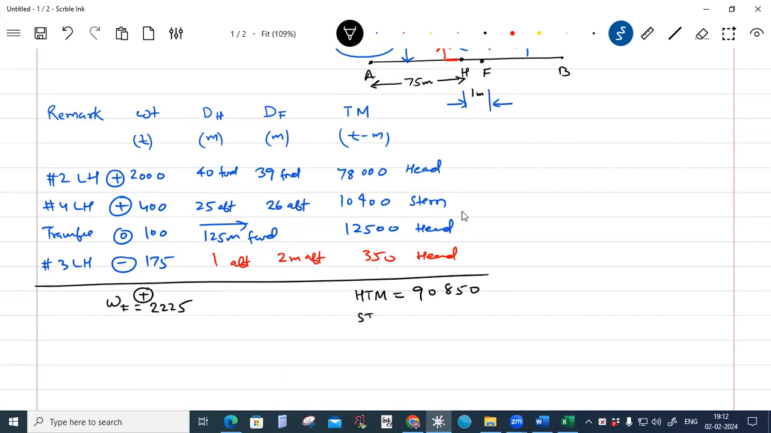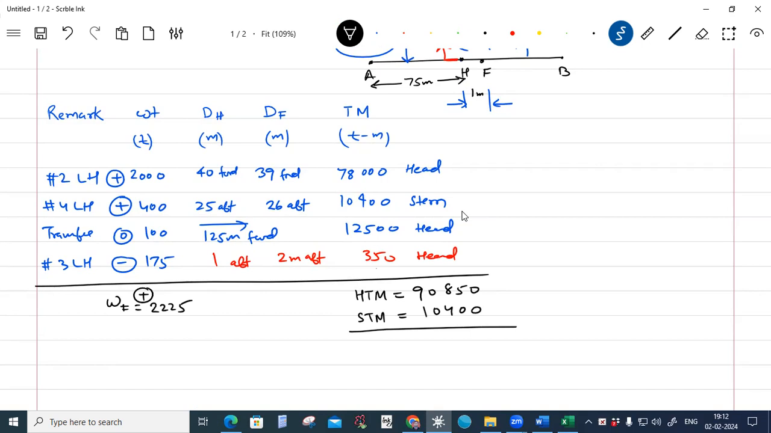And what is the stern trimming moment? 104000. 80450, yes. 80450. Do a cross check once, because I don't want to take a chance at this critical stage. Yes, sir. Plus, the same is coming.